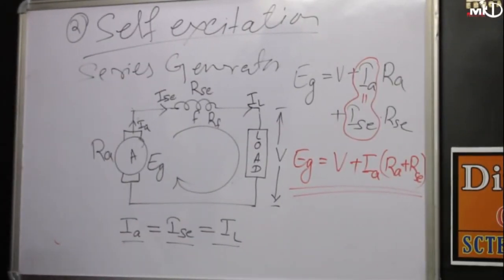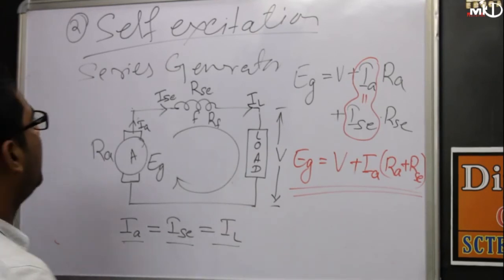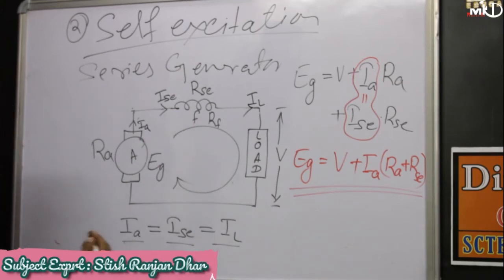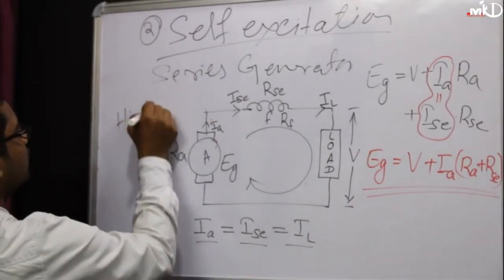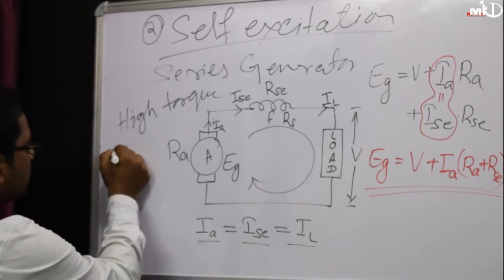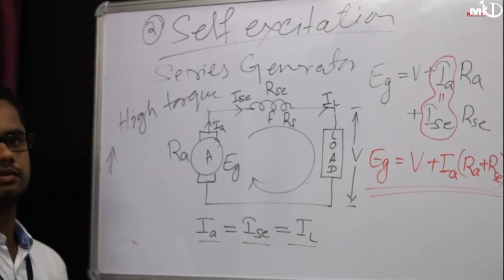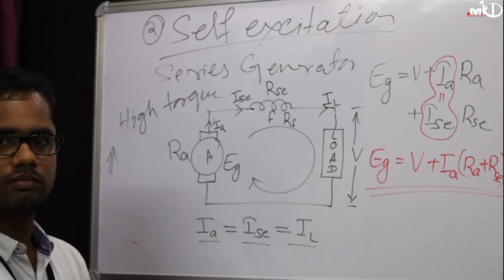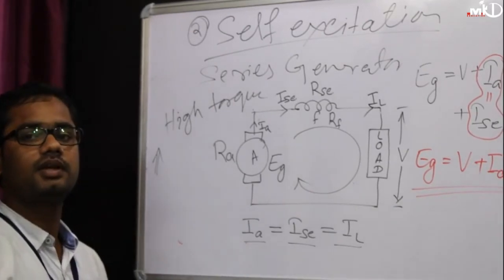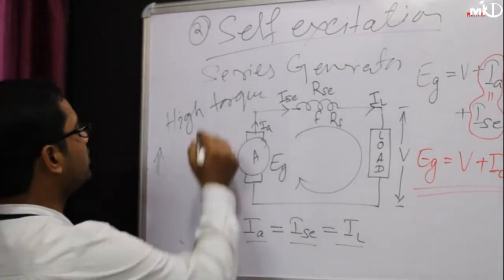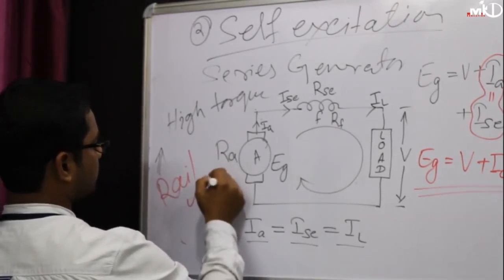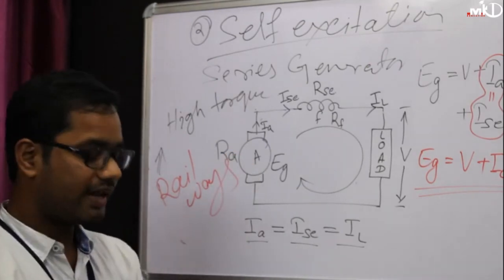So where is it used? Now come to your application. Where is it used? As it is a series generator, the series winding is present here, so it will have high torque. So it is basically used for boosting, like increasing. Boost means increase. Then for traction, means railway. Basically this is used for the railway system. You have to remember that. Railways or trains, whatever you see.